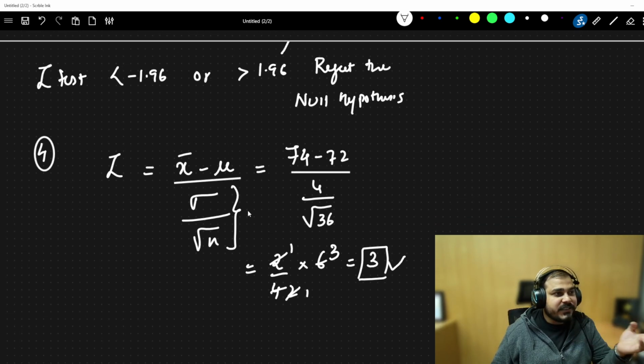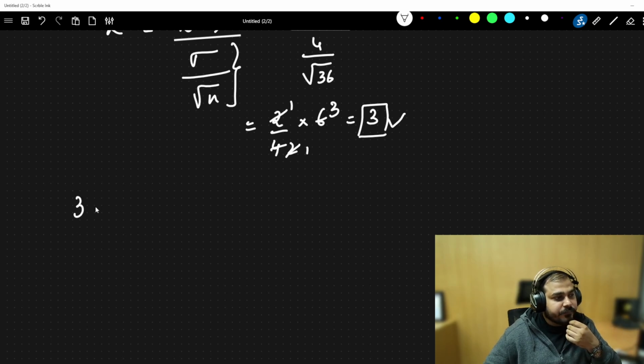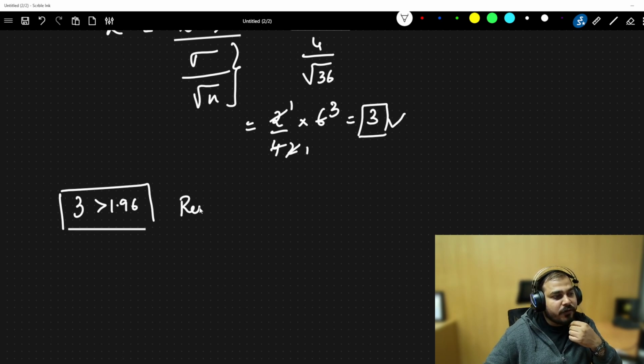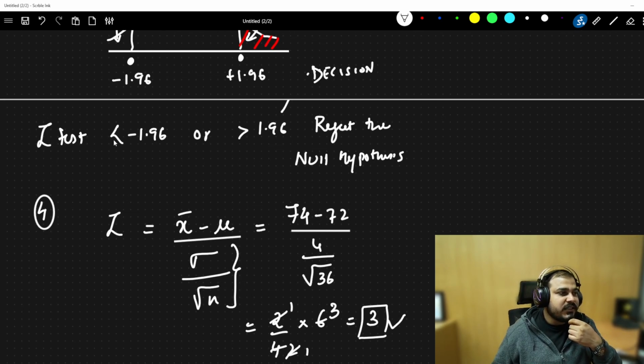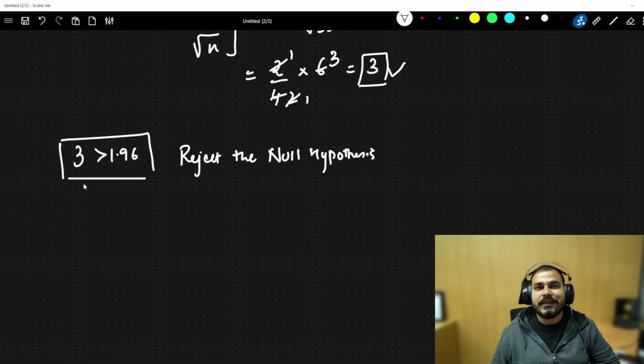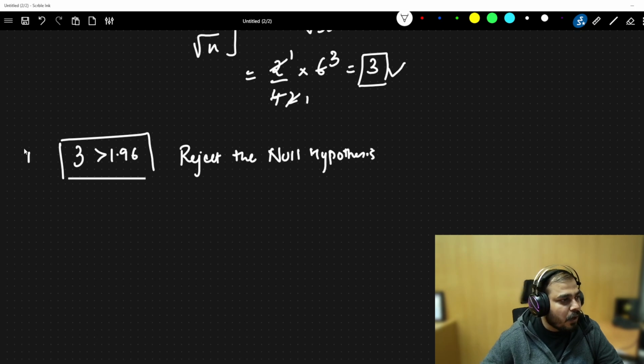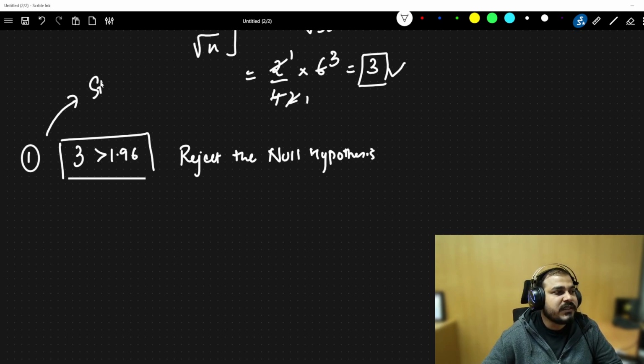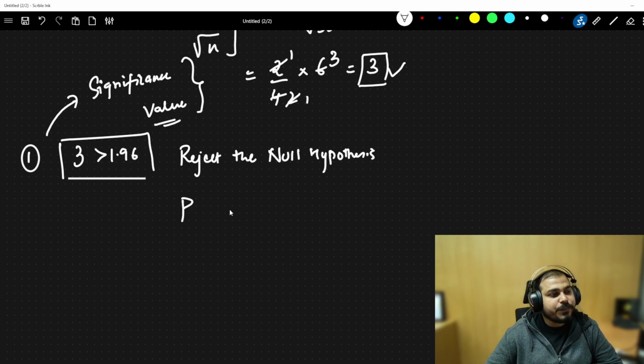So what is the decision I can make? Definitely 3 is greater than 1.96, so we have to reject the null hypothesis. I told you, we had two decision conditions: if it is less than minus 1.96 or if it is greater than 1.96. In this particular case, it is greater than 1.96. Now this is the first way, by using significance value. But when you do coding, you probably see something called p-value.